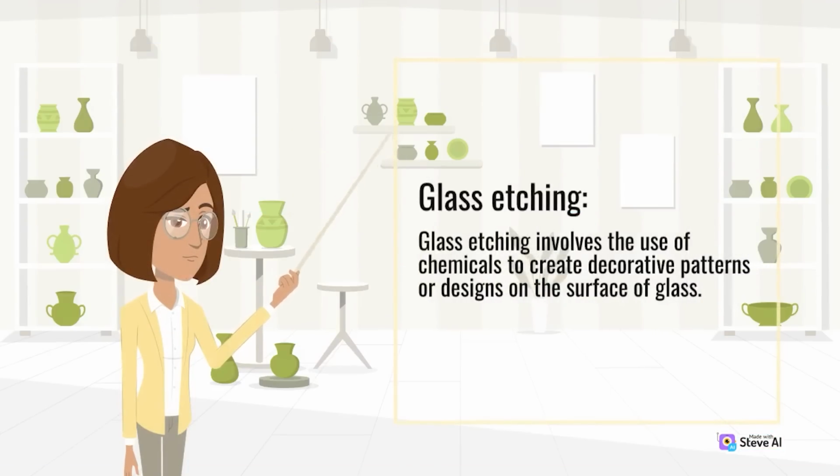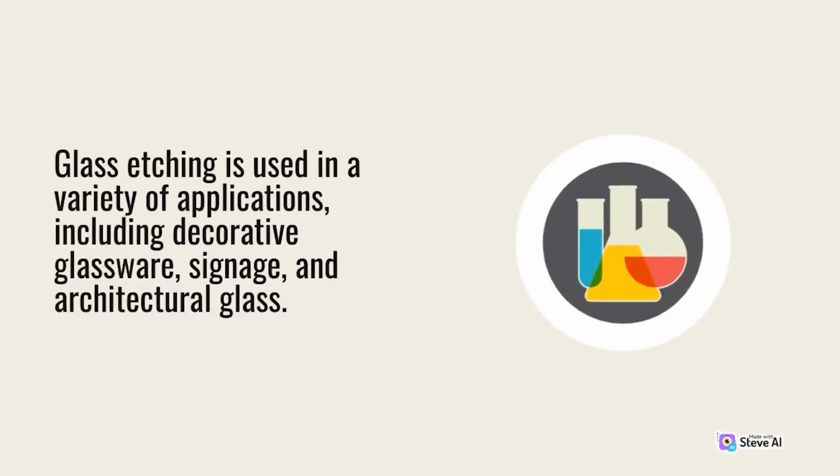Glass etching. Glass etching involves the use of chemicals to create decorative patterns or designs on the surface of glass. Glass etching is used in a variety of applications, including decorative glassware, signage, and architectural glass.